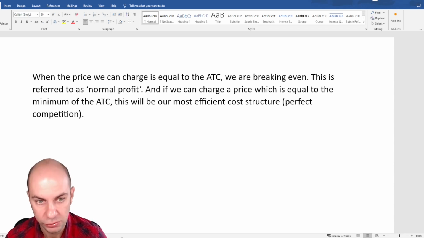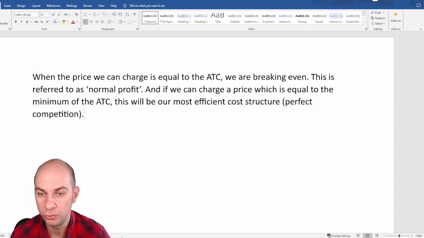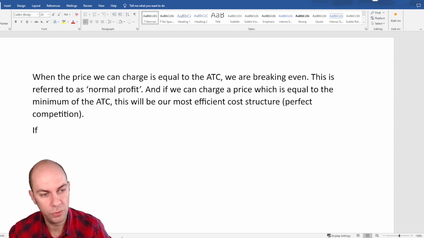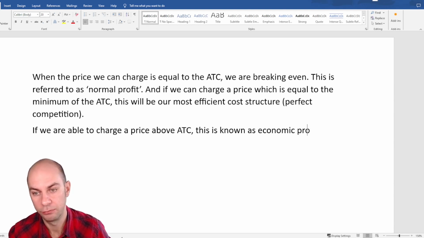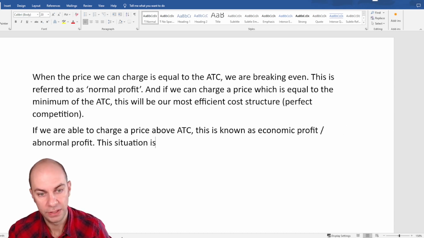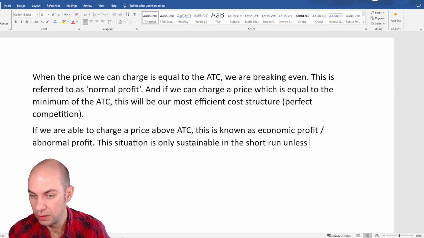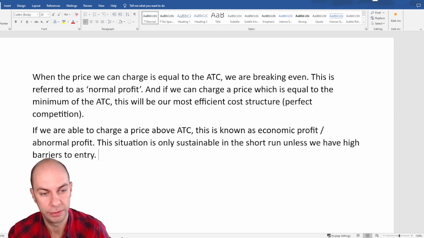And now this, of course, begs also the question, how are we going to refer to a situation where we can charge more than ADC? So if we are able to charge a price above ADC, this is known as economic profit or abnormal profit. This situation is only sustainable in the short run unless we have high barriers to entry. And we will see this in some of our structures.